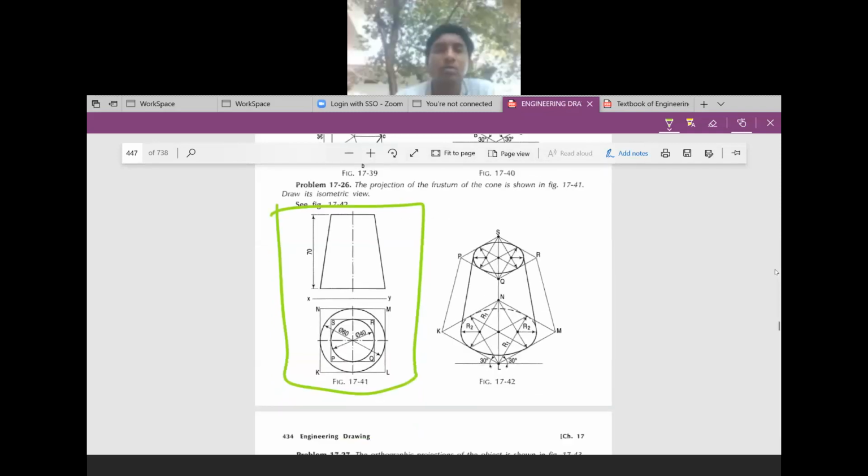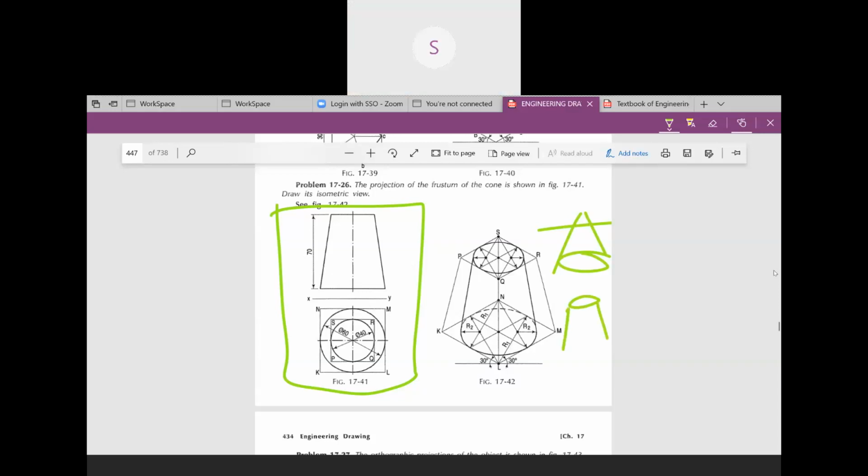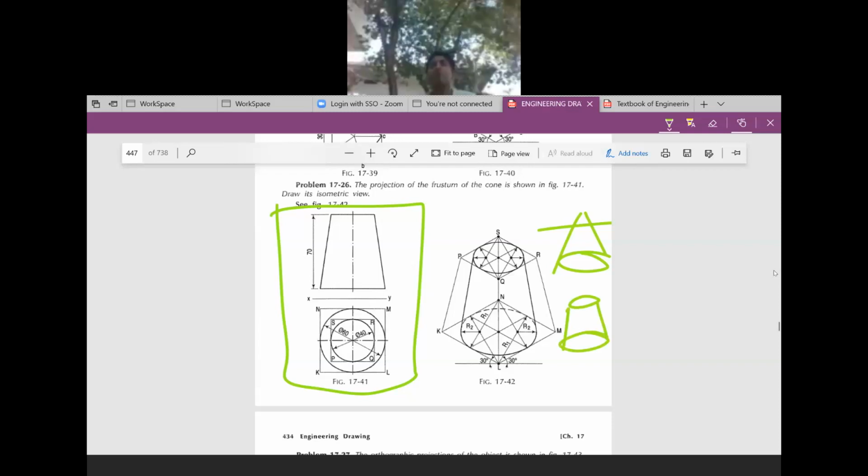Okay, so now we are going to draw this problem, the projection of a frustum of a cone shown in the figure. What is the frustum? I have told you, if a cone is cut at any section, if you have a cone like this, cutting the cone here, it will form like this. This is nothing but a frustum of a cone.